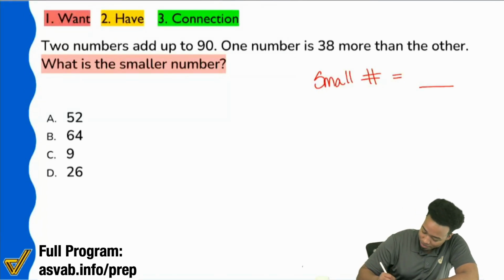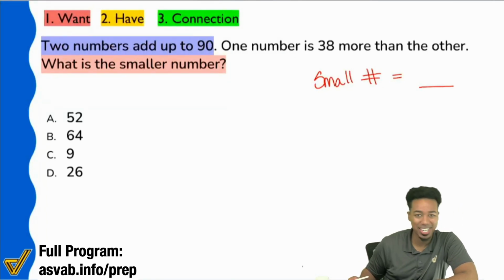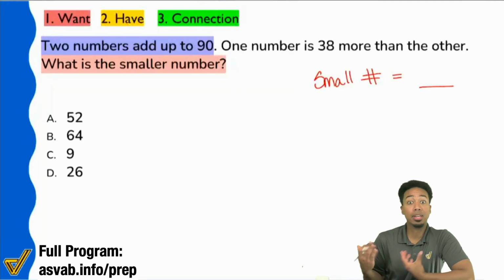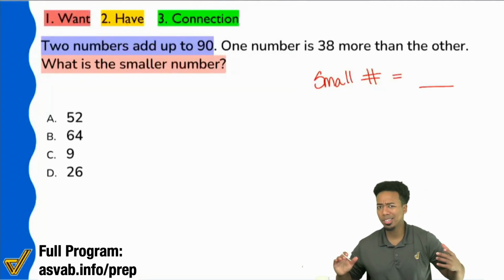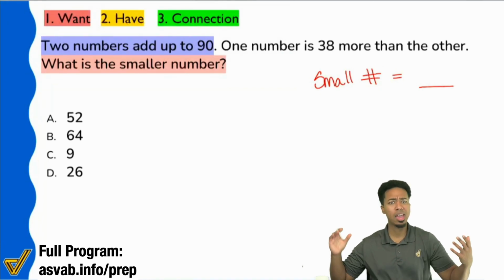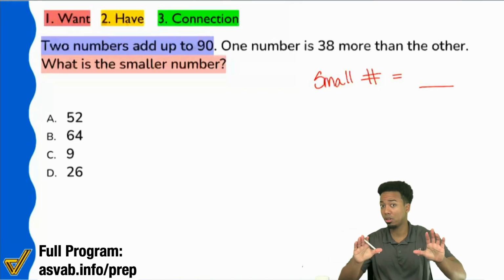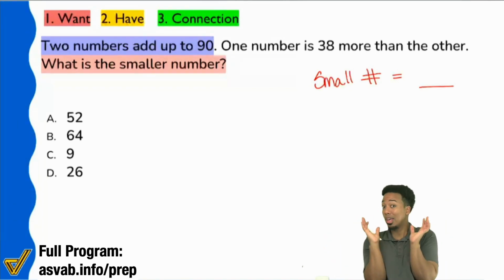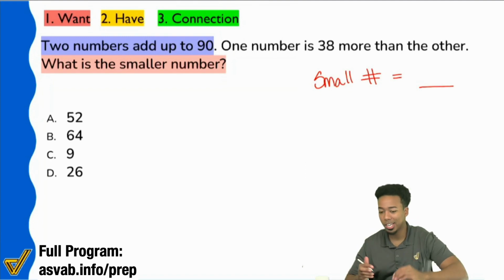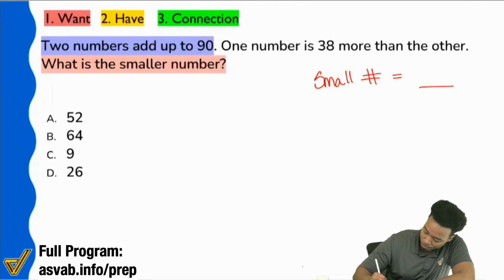So right over here, two numbers add up to 90. Everybody, I didn't pick any names for these numbers, any variables, any letters. So I'm going to keep things easy. I'm just going to say A and B. Is that cool with y'all? Two numbers, we got A, we got B. I don't know what they are. I'm going to figure it out. But I'm just going to say that A and B are the numbers.